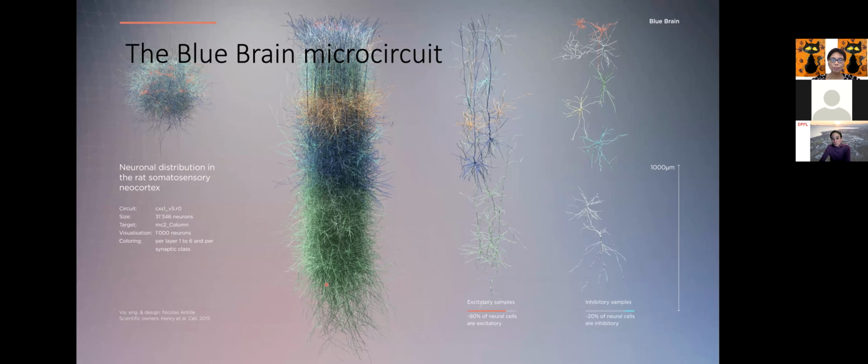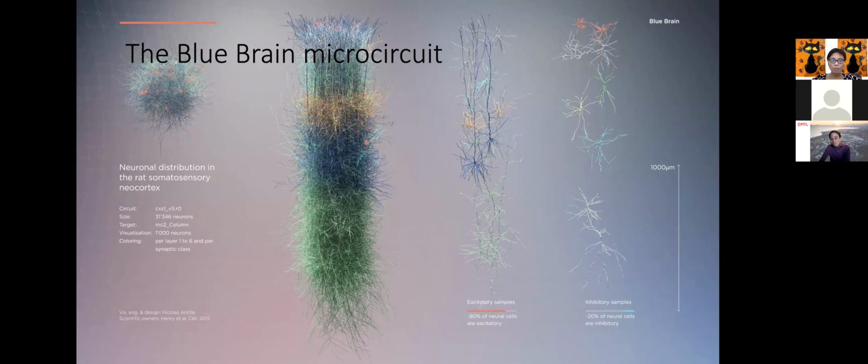Here we see one of their first major constructions, which is a microcircuit. It's part of the brain of a rat in the somatosensory cortex. That's the part of the brain that's responsible for processing incoming sensory input. You see the 6 layers of neurons here. This is a very small piece of brain, only 31,000 neurons.